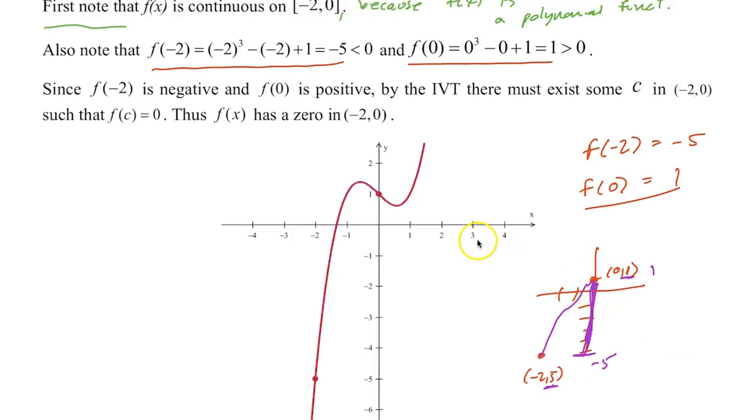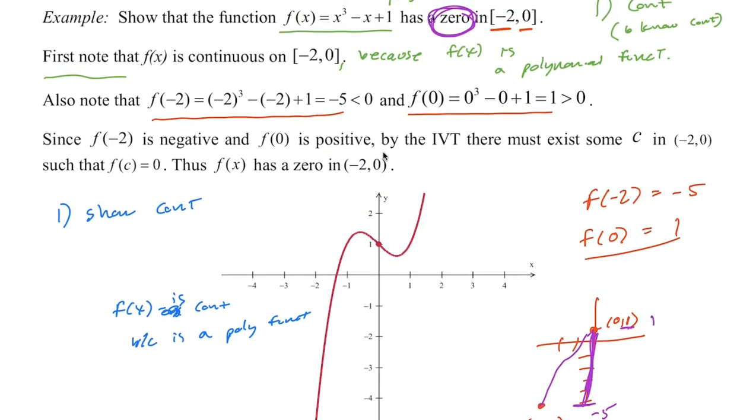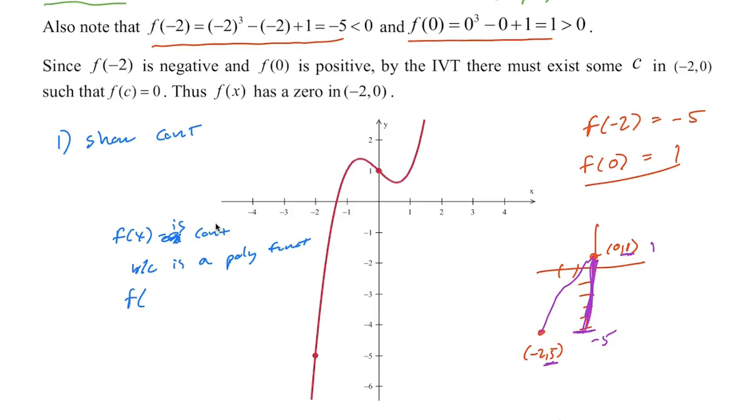So how do we show this with IVT? Well, like I said earlier, step 1, show it's continuous. In this case, I would say f of x is continuous because it's a polynomial function, like we did earlier. Step 2, you want to evaluate and show the values you got at the parameters they give you. So we have negative 2 and 0. I'm going to say f of negative 2 equals negative 5 and f of 0 equals 1.